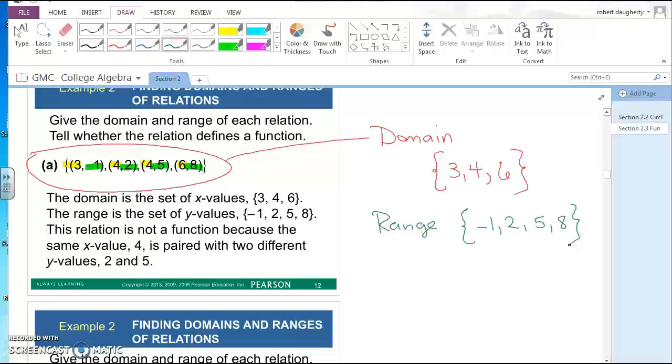Okay. Now ask yourself, is this a function? This is not a function because you see those repeated 4s. So I've got 4, 2, and 4, 5. So I know in this case, this is not a function. But the domain and the range can be given if it's a function or not a function. So the domain is the set of all input values. You see that by looking at the first coordinate, 3, 4, and 6. The range is the set of all outputs. That's the second coordinate, -1, 2, 5, and 8.